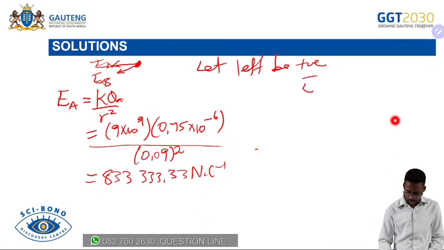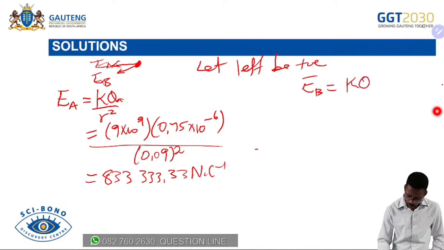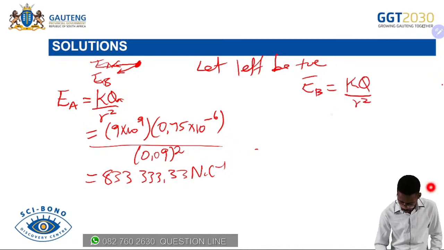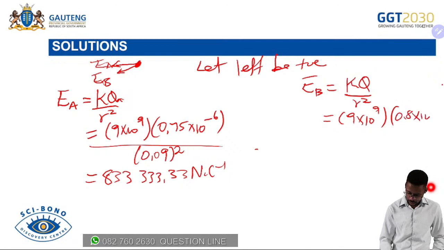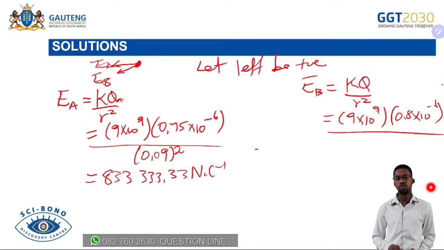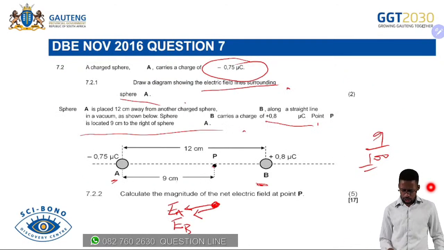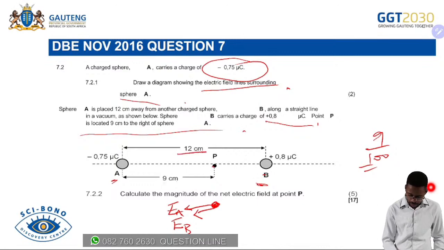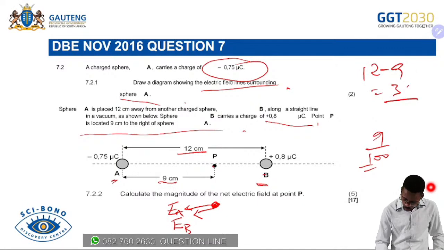Now let's look at the electric field for sphere B. You write the equation, copy it down: E equals KQ divided by r squared. And what is your K? It's a constant, 9 times 10 to the power 9. What is sphere B? I think it was 0.8. So it's 0.8 times 10 to the power negative 6, all divided by the distance between sphere B and the test charge. That is what the question wants. So let's look at that distance. We want the distance from B to the test charge, so we need 12 centimeters minus 9, I think it's 3. And it's 3 centimeters.